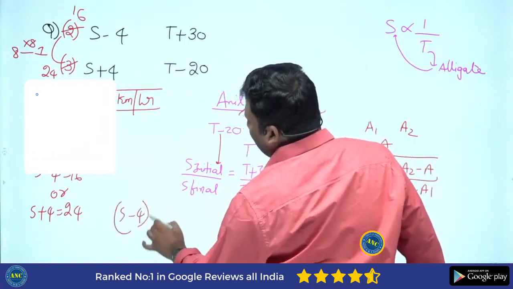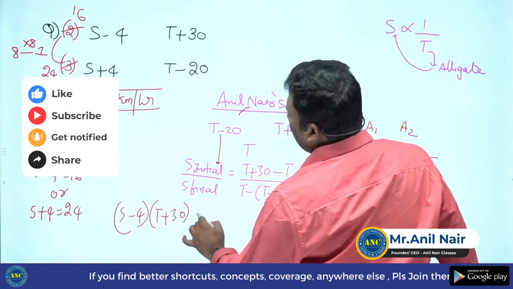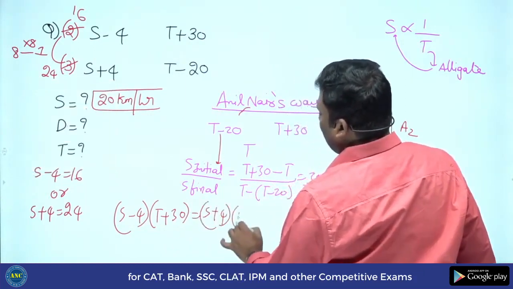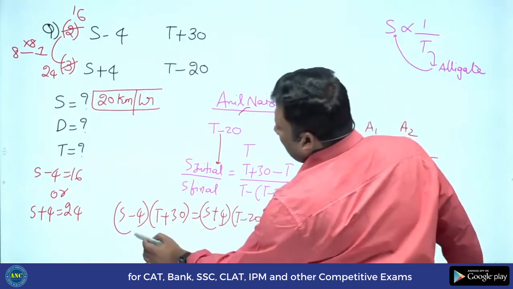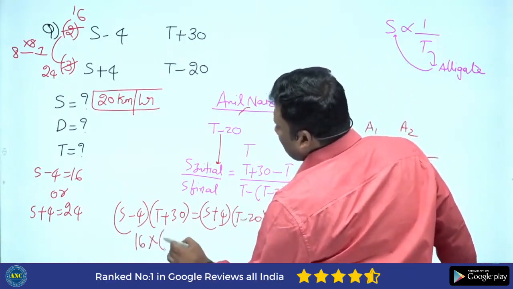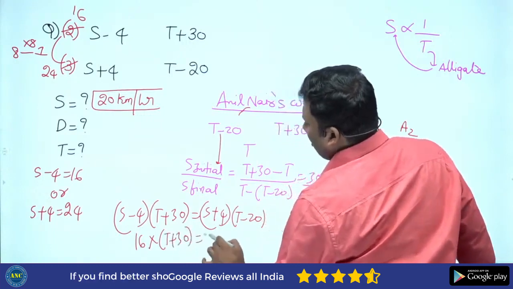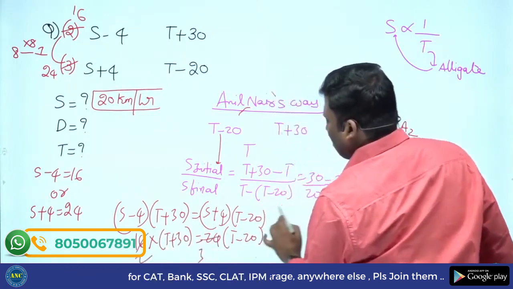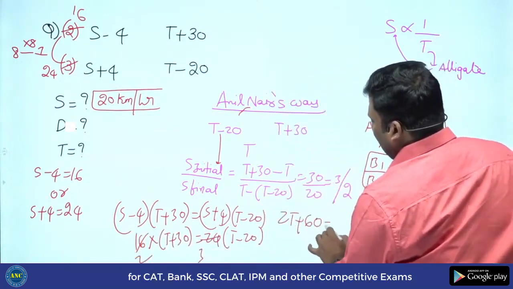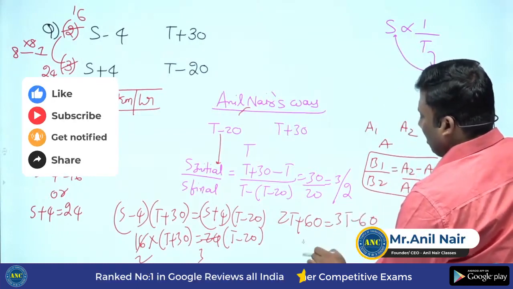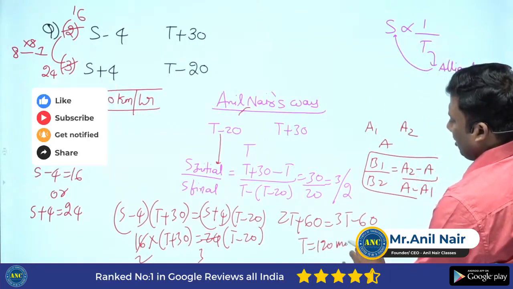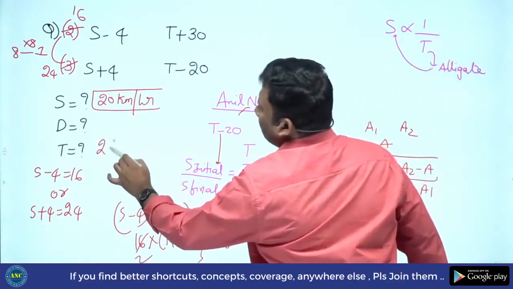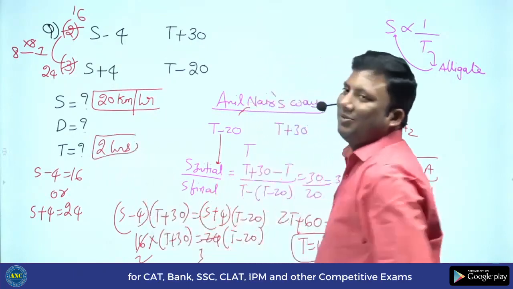Speed into time is distance. S minus 4 into T plus 30 is S plus 4 into T minus 20. From here, you will get 20 minus 4, 16, into T plus 30, and 20 plus 4, 24, into T minus 20. 8 2s are 16, 8 3s are 24: 2T plus 60 equals 3T minus 60. T is 120 minutes, which is 2 hours. Time you got, speed you got. Are you all with me?